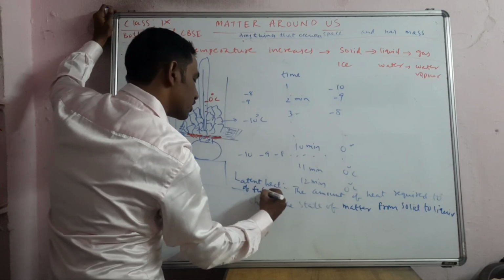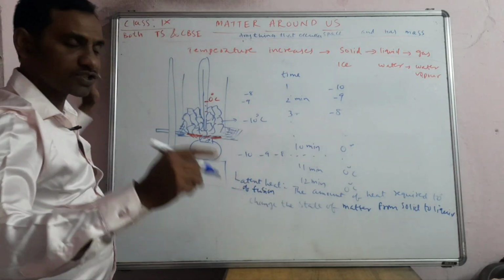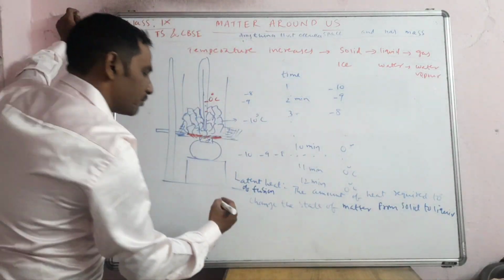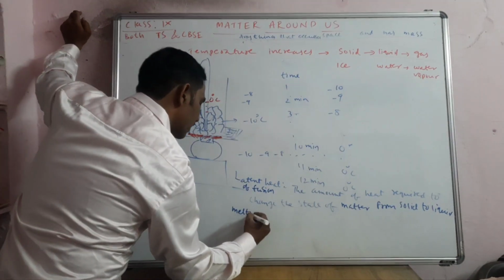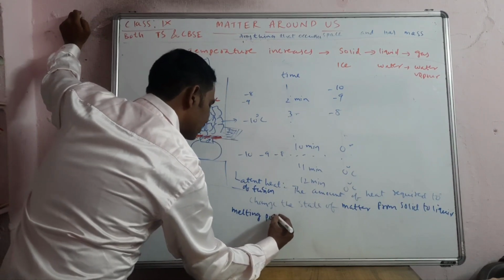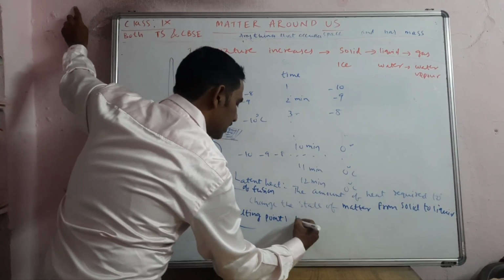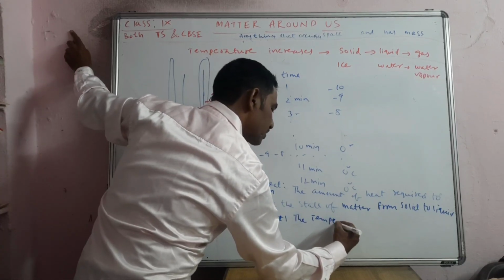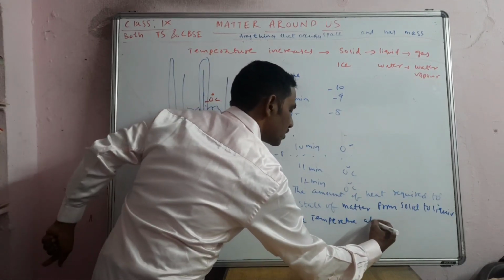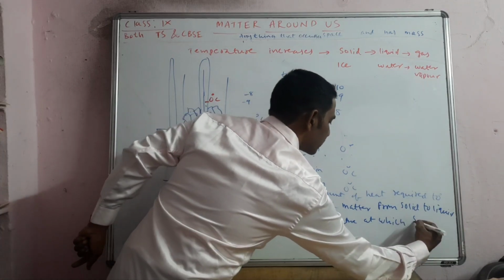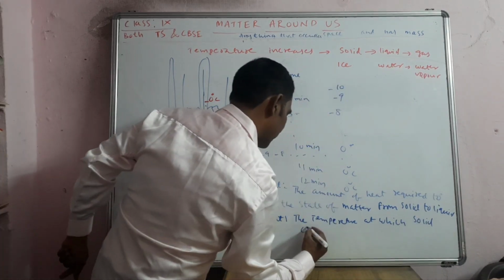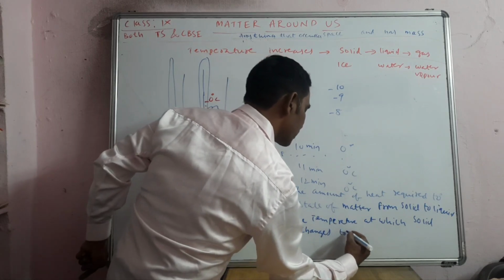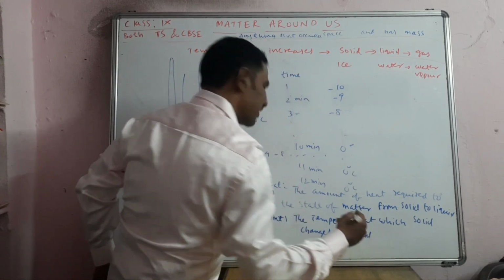This is fusion. Another one is latent heat of vaporization, that is from liquid to gas, meaning at the boiling point it will change. And what is the melting point? It is the temperature at which solid changes to liquid. It is also called the freezing point.